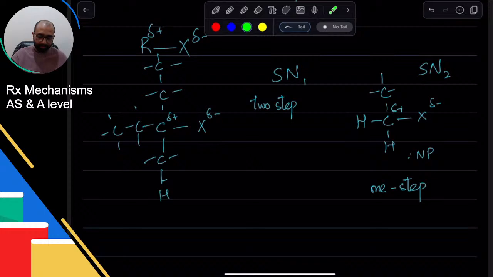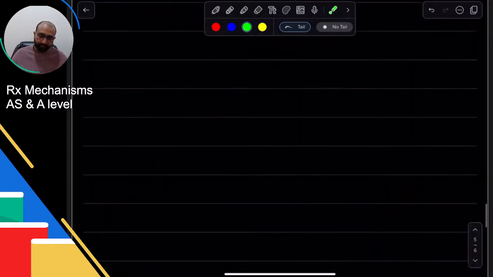So now let's look at it. Okay, how does it actually attack? So do you understand why SN1 and SN2? We just need to focus on, is it accessible or not? Is the site where the reaction happens, can this be easily attacked or not? So let's get into it.